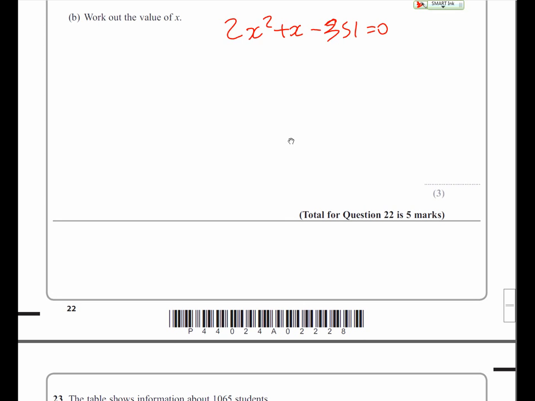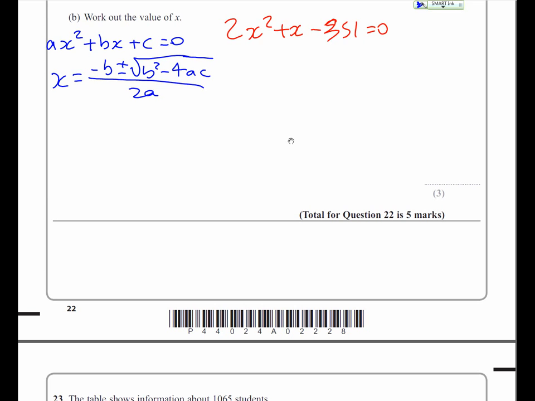Quadratic formula, you can go to your formula page, you'll see it. It says if you have ax squared plus bx plus c equals 0, you can use the formula x equals minus b plus or minus square root of b squared minus 4ac, all over 2a. Now a is the number in front of x squared, so A is 2. B is the number in front of x. You might say there's no number. There is, it's just not written. B is 1. C is the number on its own. Do not forget the negative here. So minus 351.